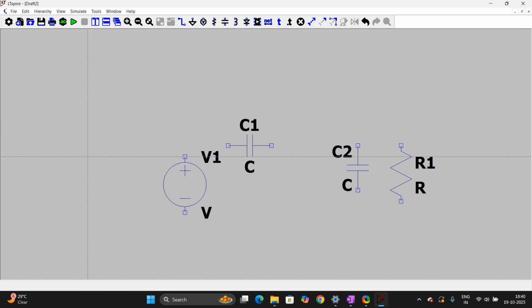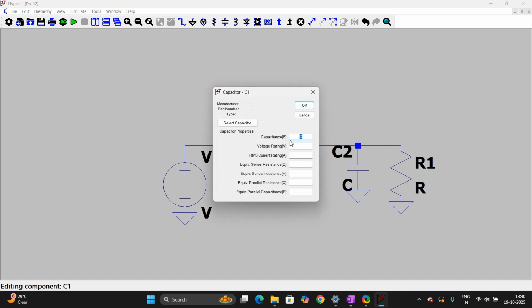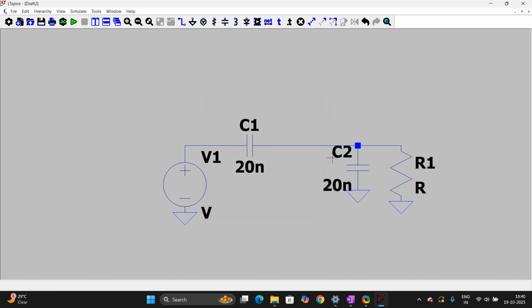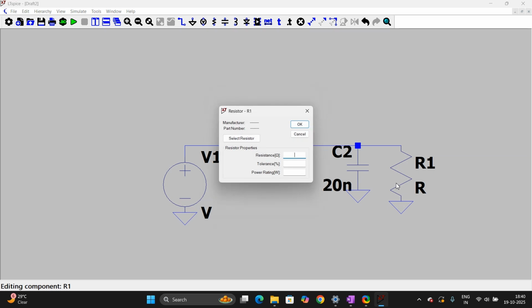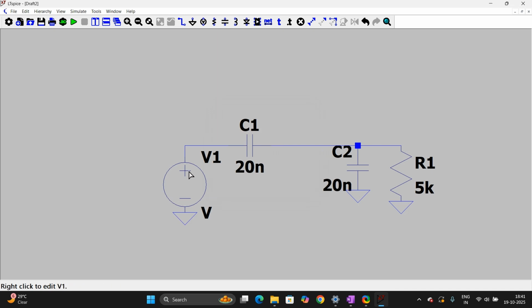Now connect all the circuit, and if you want ground, press G and connect the ground. Now allot the values to the capacitance and to the elements. Capacitor is 20 nanofarad. Enter. Again, this is also 20 nanofarad. This is 5k resistance, 5k resistance.